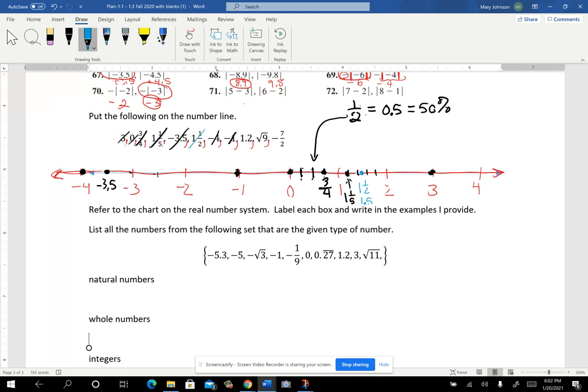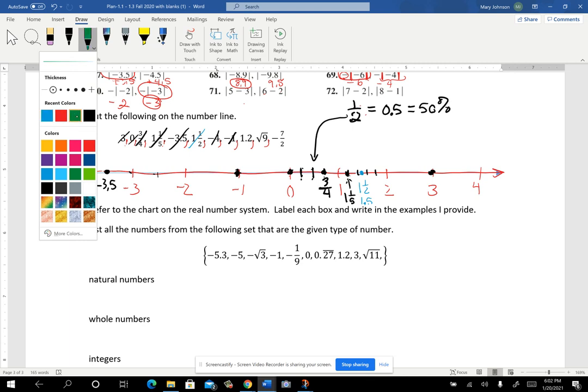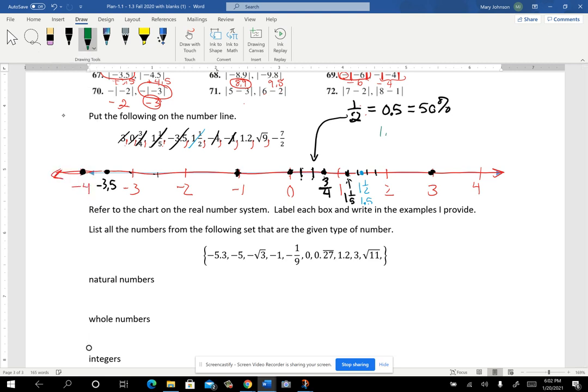All right, let me go to green because I got another number I need to put in there. Okay. Now I'm being asked to do 1.2, and that's really not the way to read it. 1.2, when you say it, is 1 and 2 tenths. We just get lazy. It's 1 and 2 tenths. The 2 is in the tenths place.